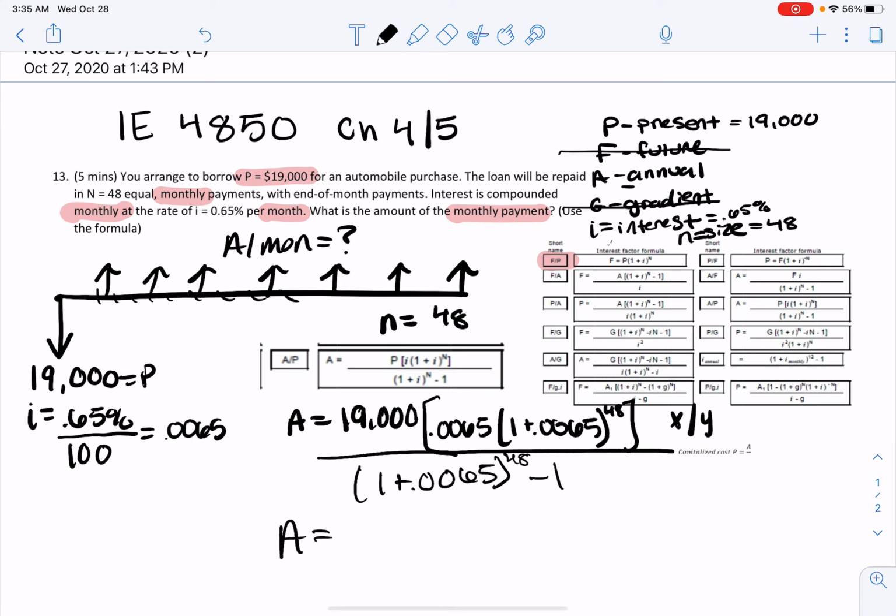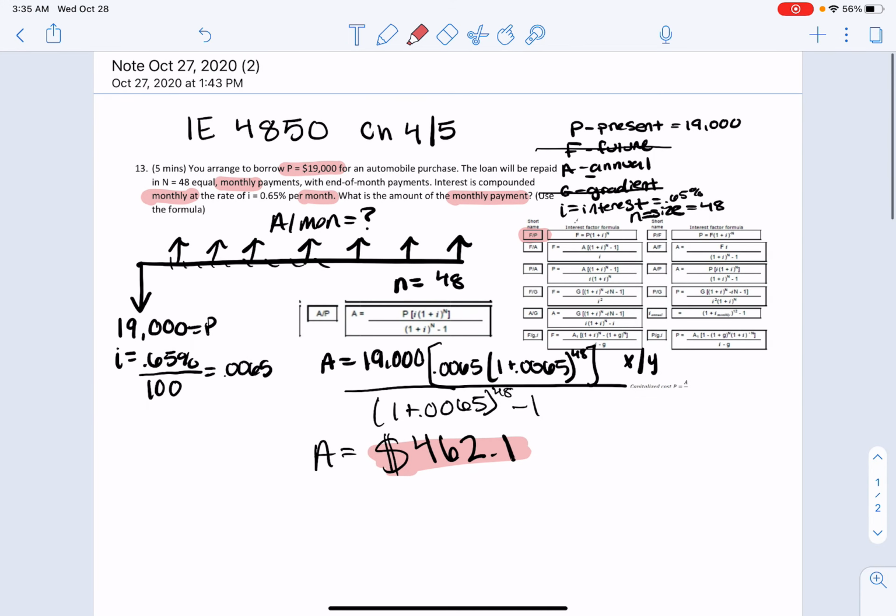When you solve that out, you should get, since we're talking about money, this is a cash flow, 462.1. Now what does this give us? Go back to the problem: what's the question asking? What is the amount of the monthly payment? So this is how much you'd pay each month for 48 months. So that is this problem. I hope it made sense, but it's just kind of basic. You just really need to know the notation, what you're given, and what you're being asked.